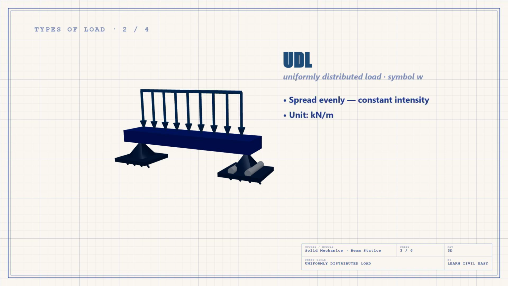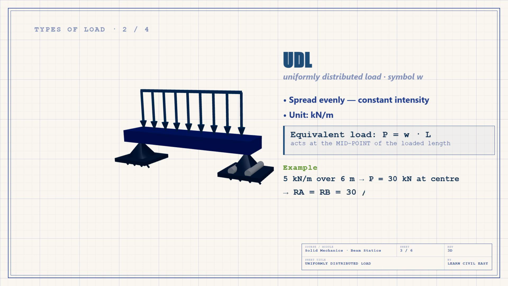Next, the uniformly distributed load. Its symbol W. This load does not strike a single point. It spreads evenly across the beam with constant intensity measured in kilonewtons per meter. The weight of a brick wall, a floor slab, the beam's own self-weight. And here is the secret: a distributed load can be replaced by a single equivalent load. P equals W times L, acting at the midpoint. Take 5 kilonewtons per meter over 6 meters. The equivalent load is 30 kilonewtons, acting at the center. And because it is symmetric, each support carries 15 kilonewtons.